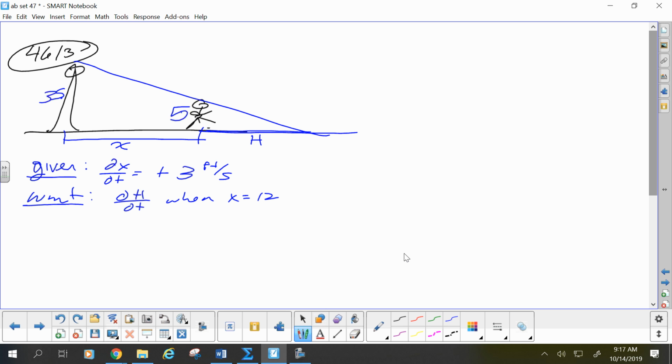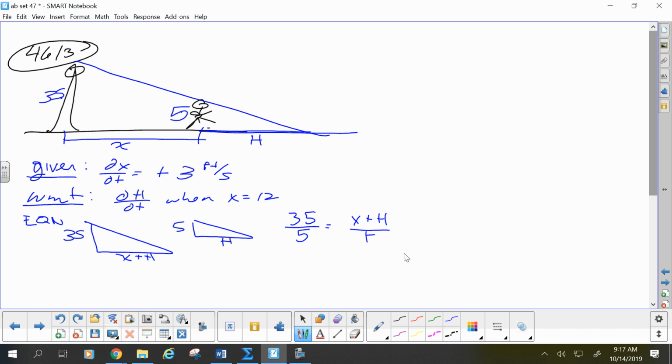So the equation: when you see a triangle, you should think, all right, is it Pythagorean theorem, similar triangles, or trig? What in this case is it? It's similar triangles. So by similar triangles, 35 is to 5 in the heights as x plus h is to h. By similar triangles, then what's the ratio? 35 is to 5 as?